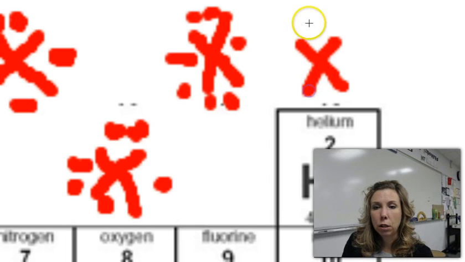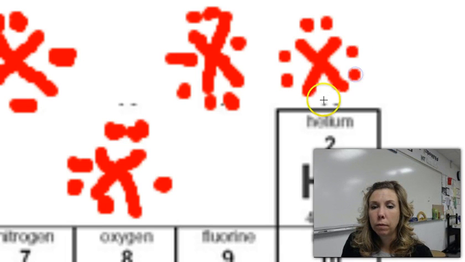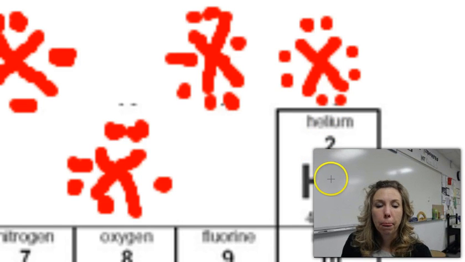Really big. Guess what? It has 8. All of these are filled. No more room for any. Again, they are inert, noble gases.